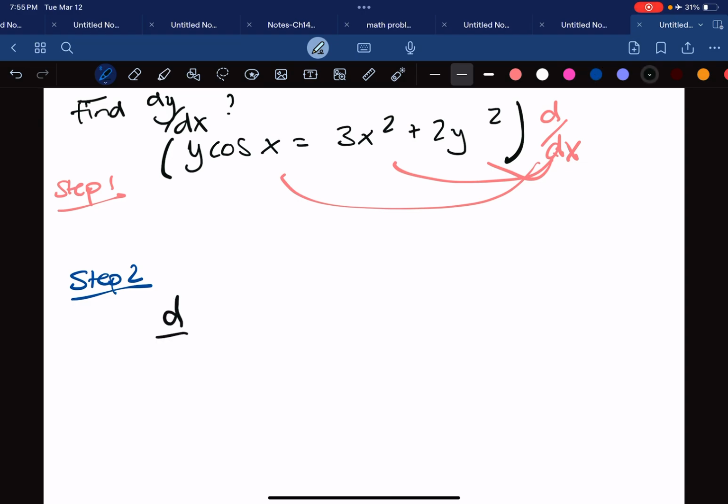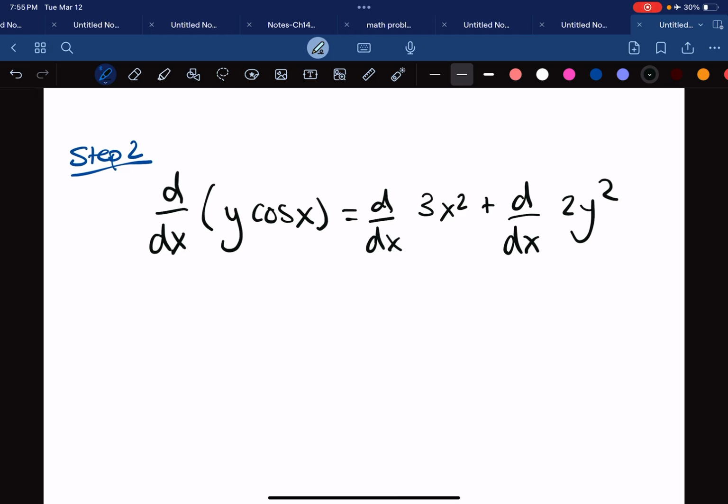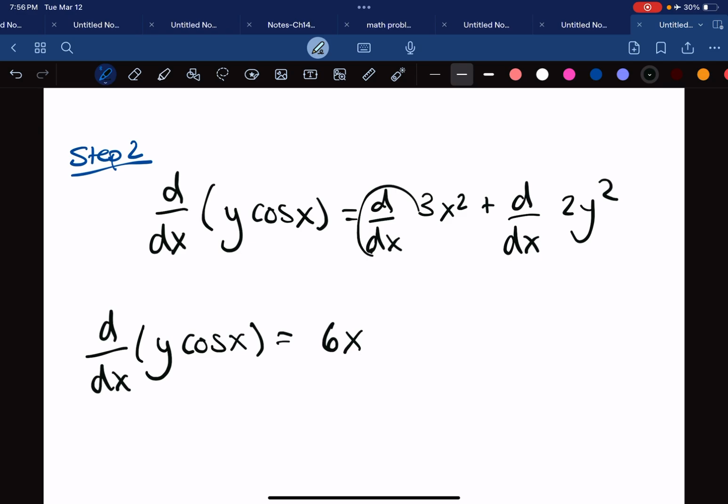So I have d over dx of y cosine x is equal to the derivative of 3x squared plus the derivative of 2y squared. Now I'm going to leave the left side alone for right now while I work a little bit on the right side, and then we're going to come back to the left side. The derivative of 3x squared is going to be 6x, and I don't have to do anything with this d dx. I took the derivative of x with respect to x, so there's nothing I need to change there.